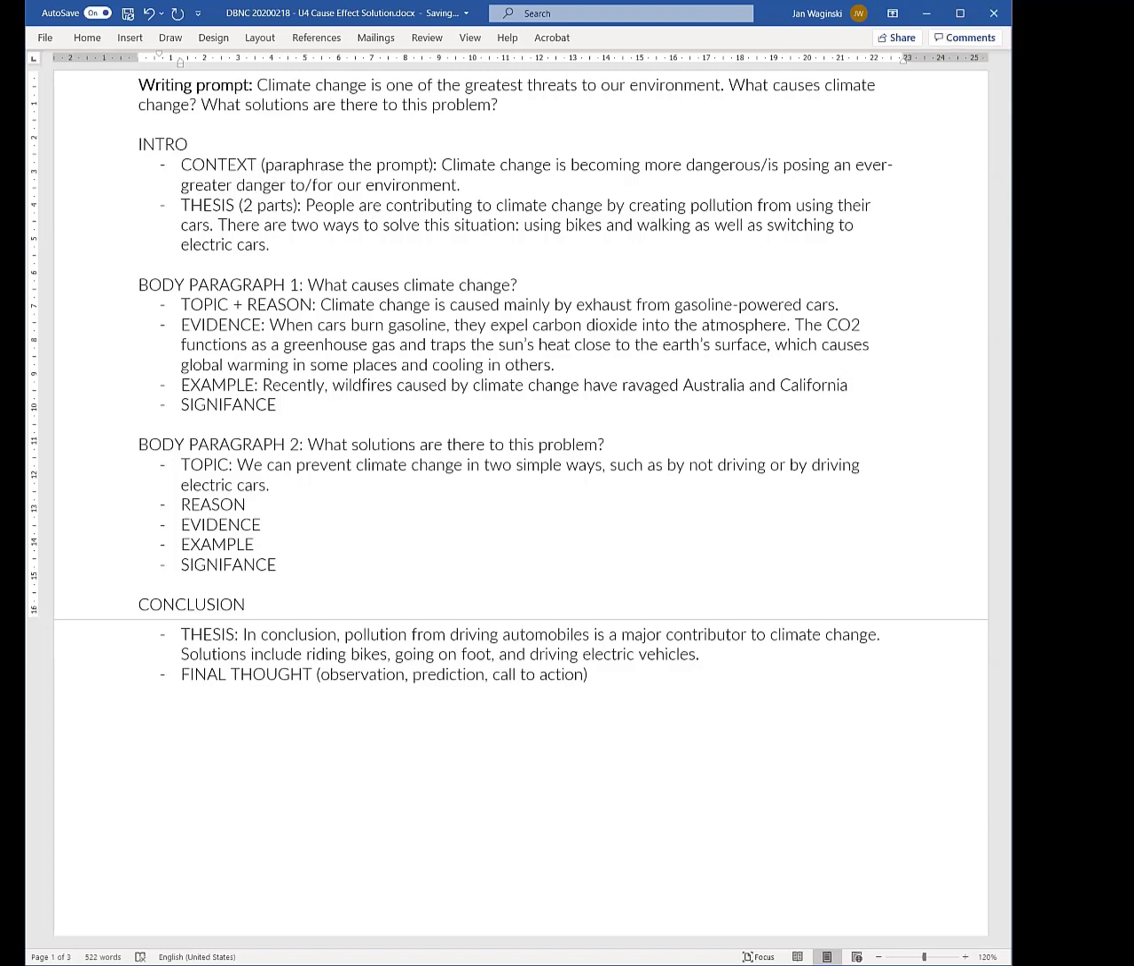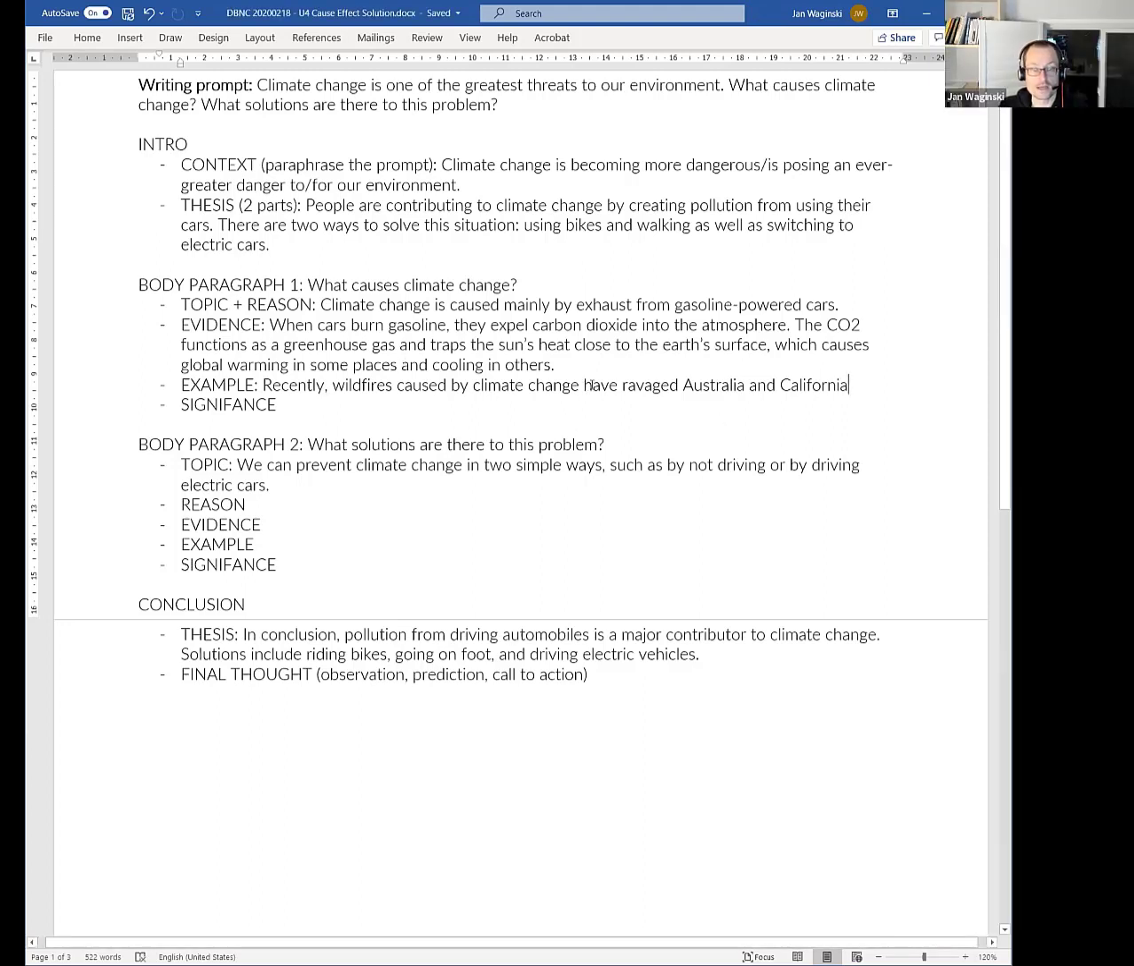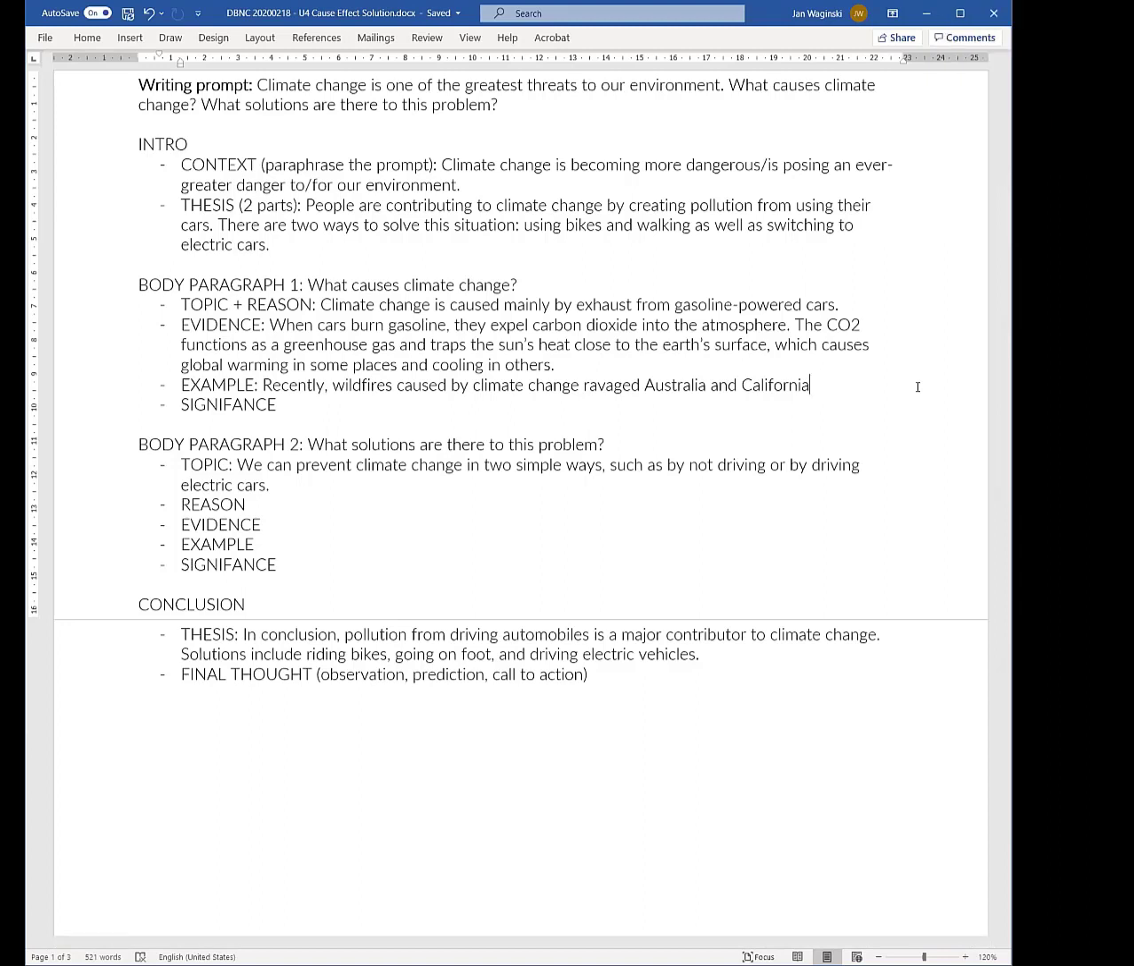Okay, need to Google it. It just means caused widespread destruction. I don't know if they're still raging. So let's say recently wildfires caused by climate change ravaged Australia and California. I think those fires are finished. I'm not 100% sure. Ravage, it could be like a waste or spoil, no? Cause destruction. Oh, cause destruction. Okay.